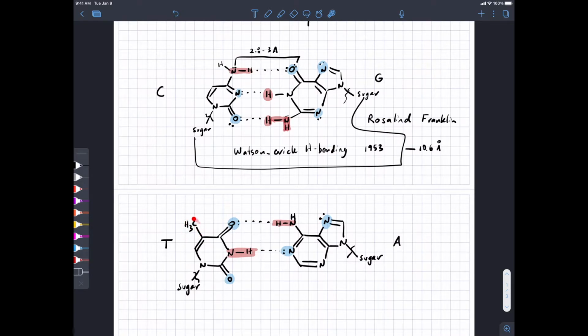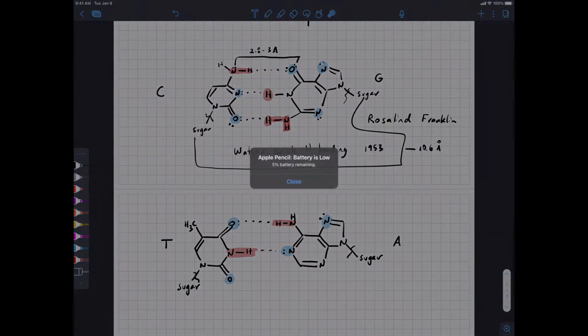And these methyl groups can be important for, again, transcription factor recognition.